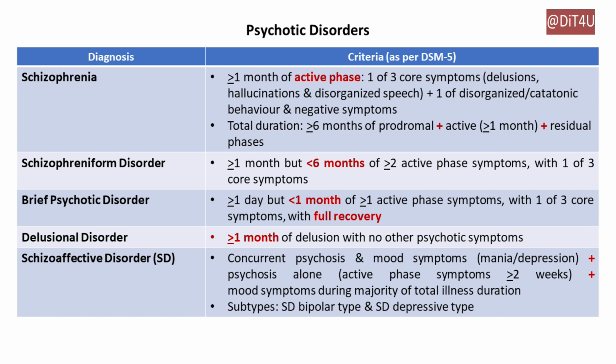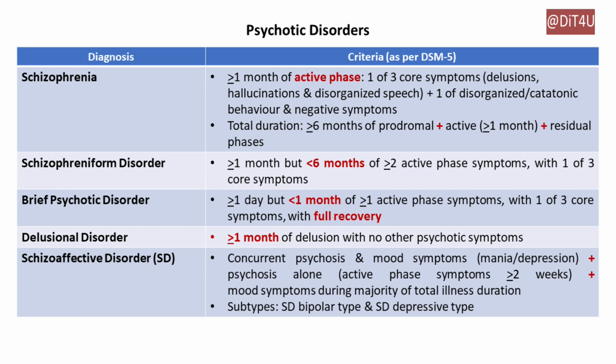So basically very similar to schizophrenia except for the duration. It is less than 6 months. Brief psychotic disorder, as the name suggests, is very brief. It is less than a month. So it can be 1 or more than 1 day, but less than 1 month.